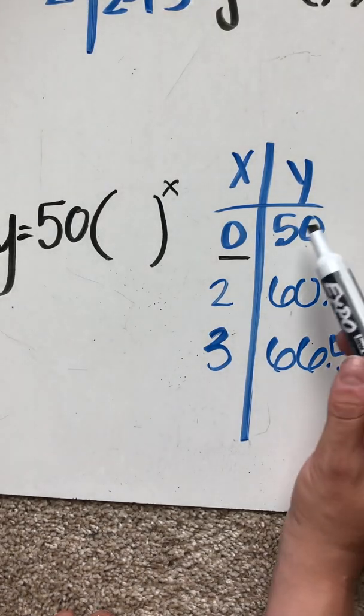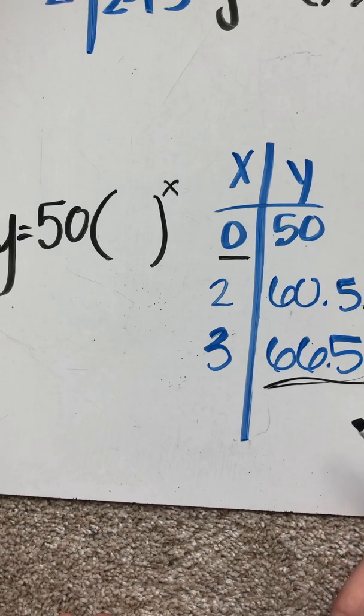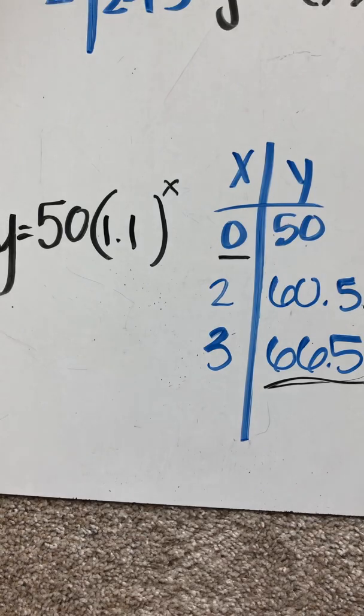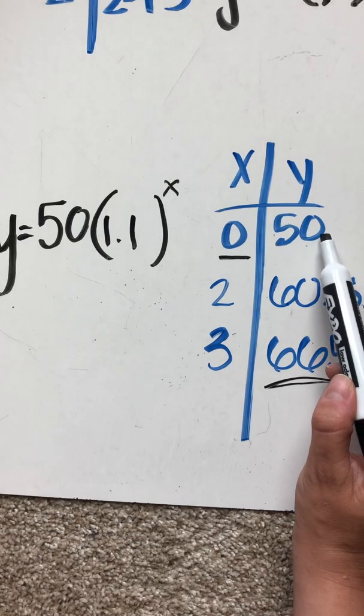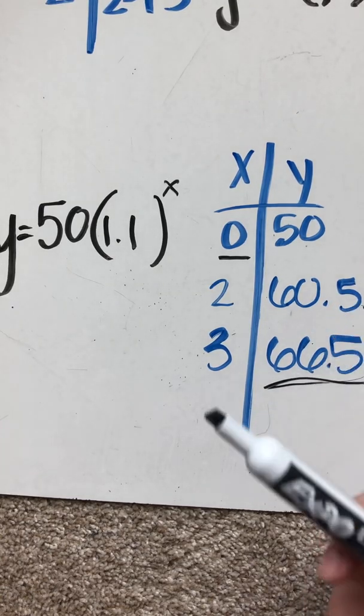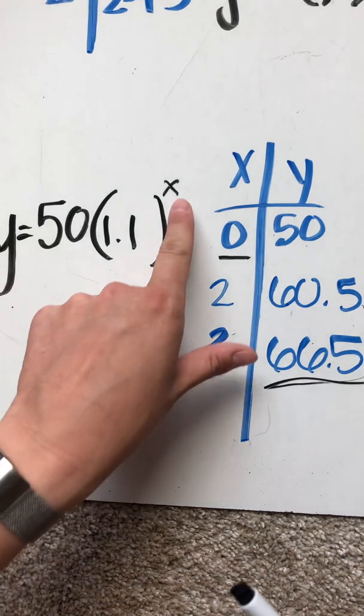So I'm going to take any of these y values and divide by the previous. So if I take 66.55 and divide by 60.5, I get the multiplier 1.1. And I can always use the other set of values to check my answer. Is 50 times 1.1 60.5? Yeah. Okay, so I know that my equation is y equals 50 times 1.1 to the power of x.